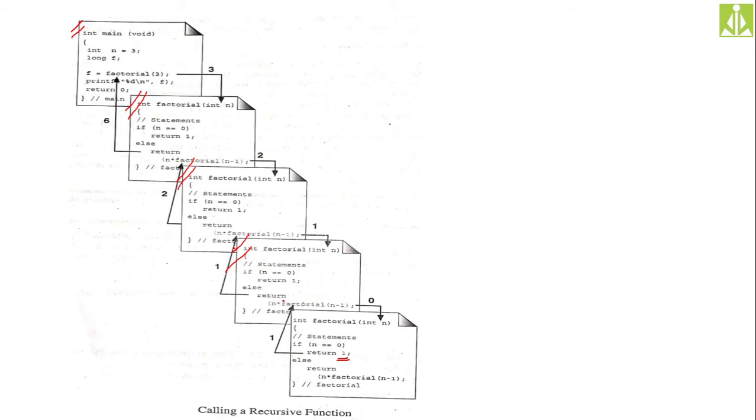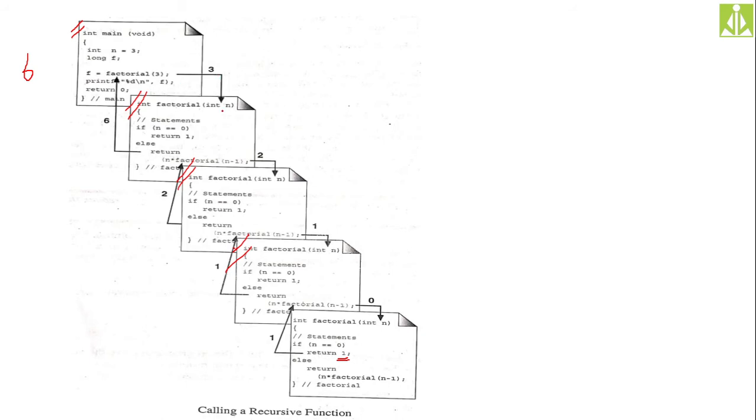So it is going in reverse now. 1 will be returned, and 1 multiplied with 1 will be 1 only. So here 1 will be returned, and 1 multiplied with 2 will be 2. So 2 will be returned. 2 multiplied with 3 will be 6. So 6 will be returned. Likewise, for 3 factorial, you are getting the value 6. So here it is shown 1 returned, 1 returned, 2 returned, 6 returned. So you are getting 6 on the output screen.